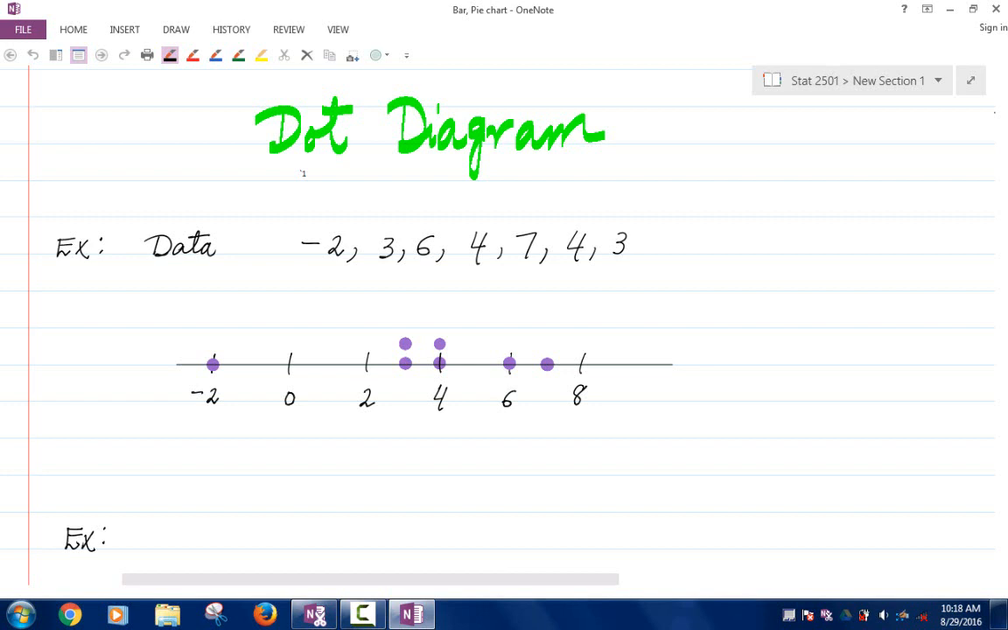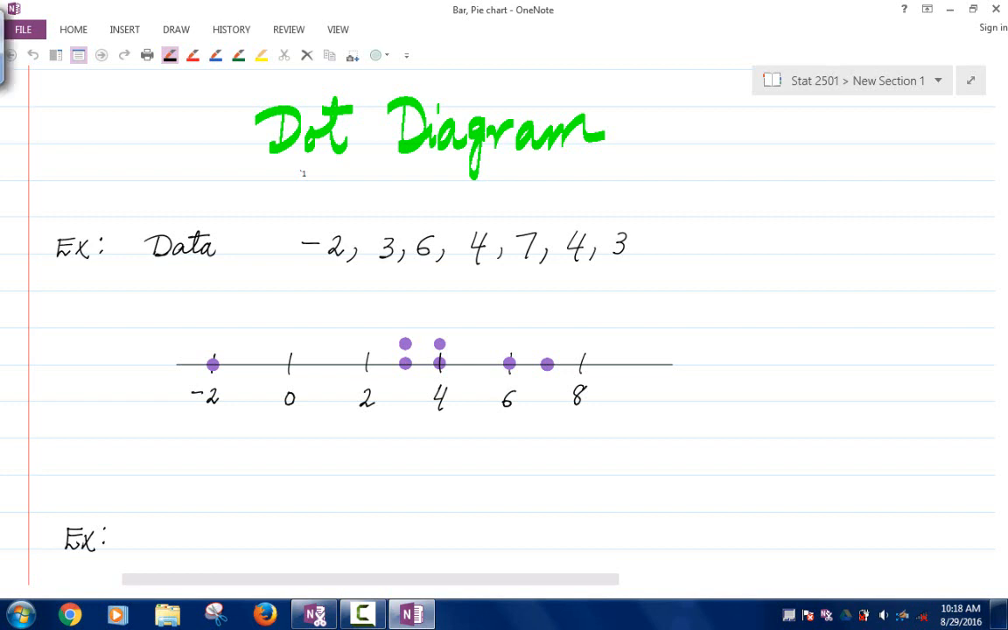Basically what that is, you have a number line and on the number line you just make dots. So I have the value -2, so I have a dot at -2. I have the value 3 that appears twice. So that's why I have at 3, 2 dots. So that tells you that 3 appeared twice. And 4 also appears twice, so I have 2 dots for 4. And then I have a dot for 6 and a dot for 7, right? Is everybody okay with that? So that's the dot diagram basically.